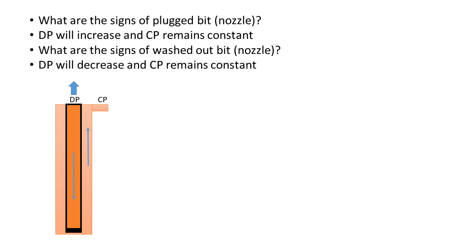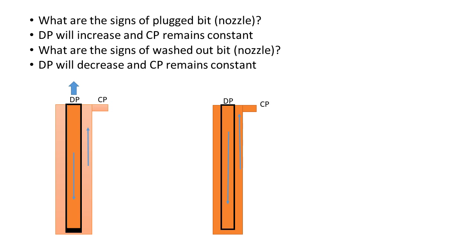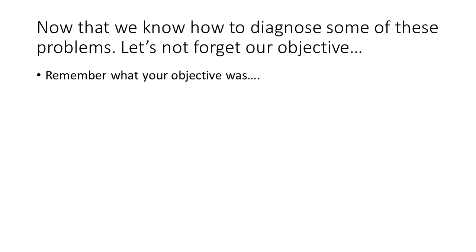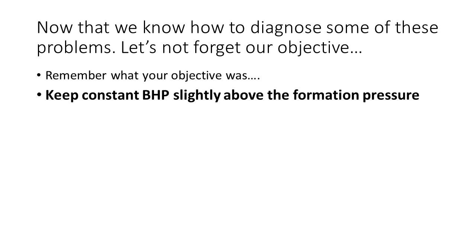For the case of a plug bit, we'll need to adjust our circulating pressures to account for this increase in pressure. Likewise here, while we're pumping down the drill pipe for a washed out bit or washed out nozzle, we'll see the drill pipe pressure decrease. For the case of a washed out nozzle or washed out bit, we'll need to account for the circulating pressures to be lower to match this corresponding decrease. Now that we know how to diagnose some of these problems, let's not forget our objective. Remember, the objective is to keep constant bottom hole pressure slightly above the formation pressure.